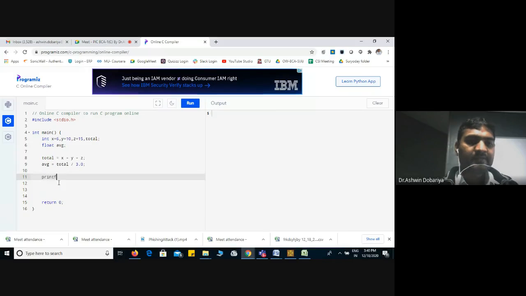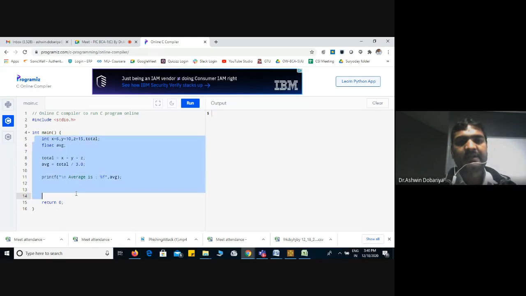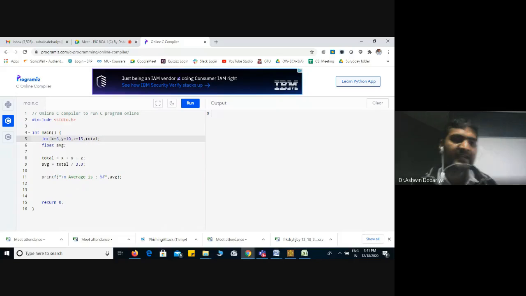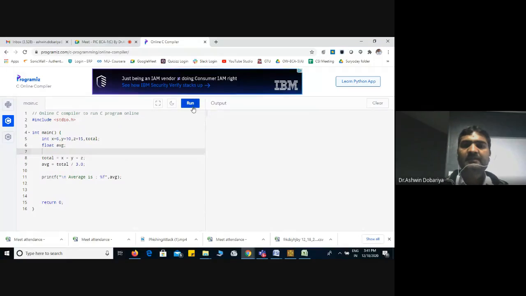Then printf slash n average is percentage f and avg. No need for getch here. So this is a simple program. I have not taken printf scanf, but instead of that, I have initialized the value at the time of declaration. If I run this program right now, see, the output is correct.